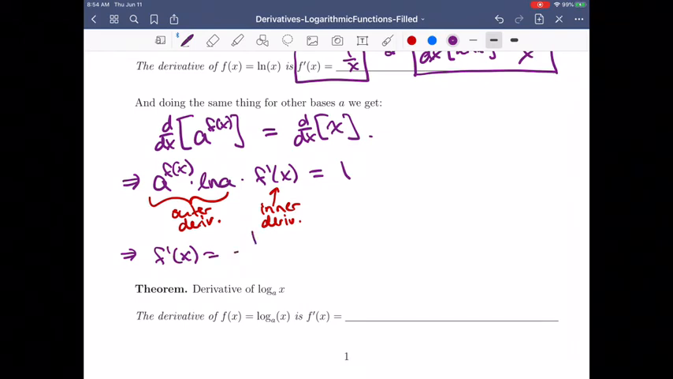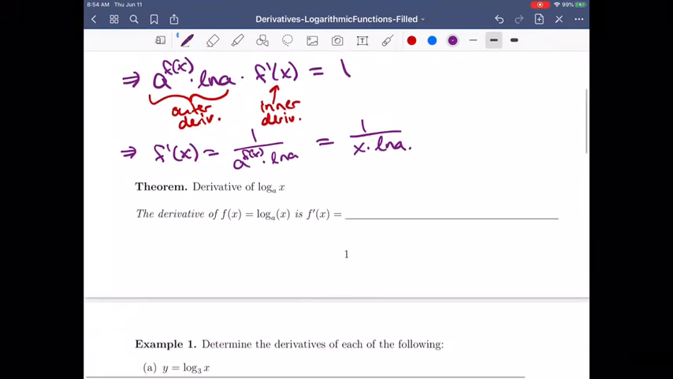And now we solve for f prime of x. So it's going to be 1 over a to the f of x times ln a. And again, a to the f of x is equal to x. So our derivative is 1 over x, but times ln a. We still get this extra ln a factor, just in the denominator this time.